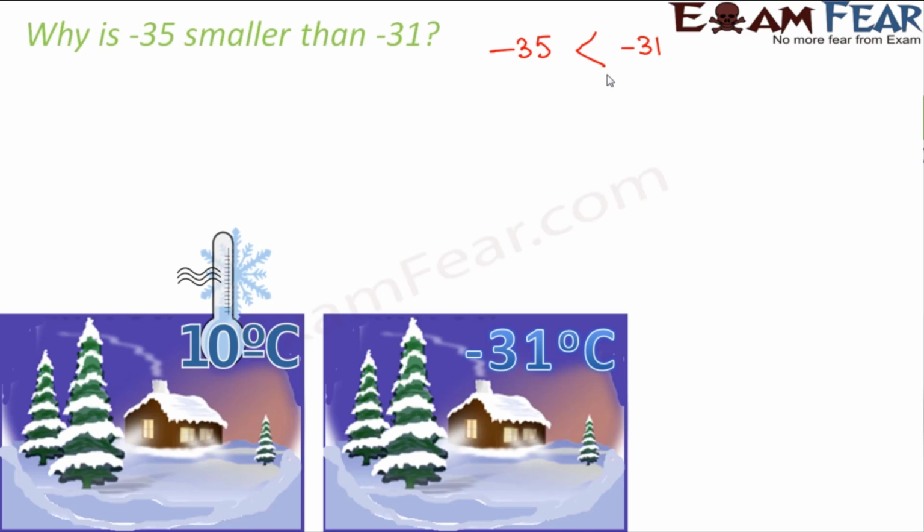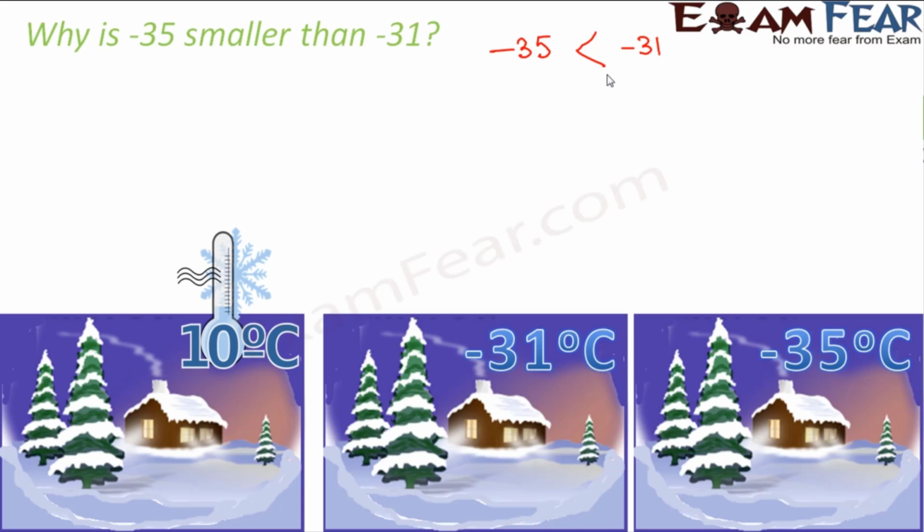Now what is happening? As the temperature is dropping further, the decrease is more, right? So as it decreased to minus 31, when it further decreased, it became minus 35. That means minus 35 is smaller than minus 31. Logically also it is smaller, right?